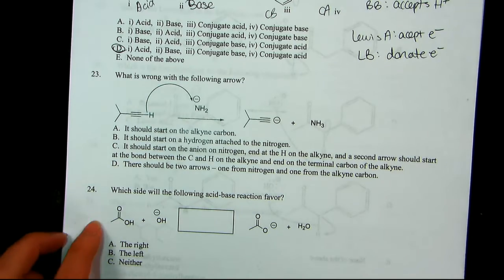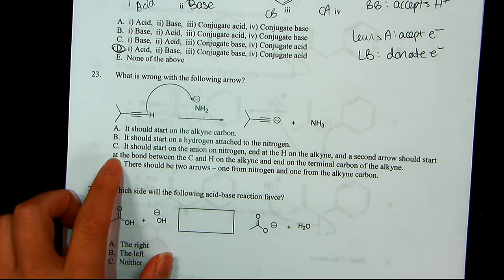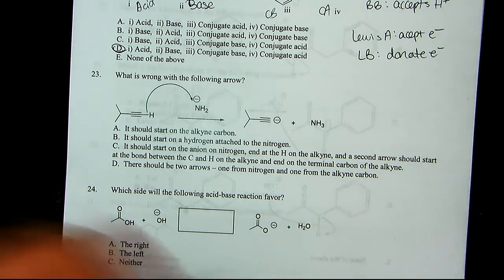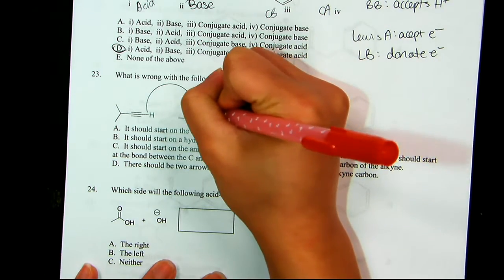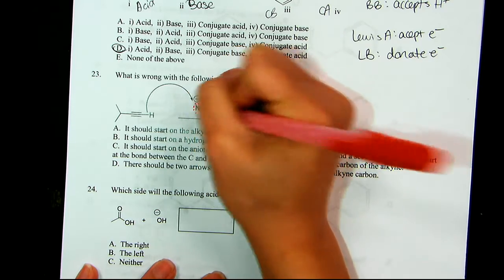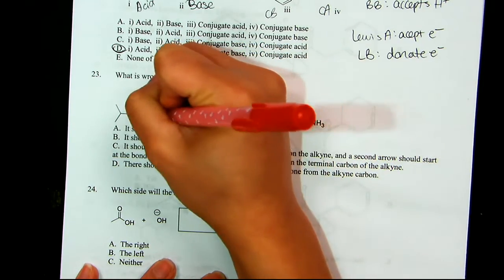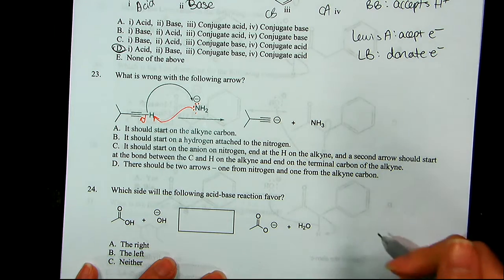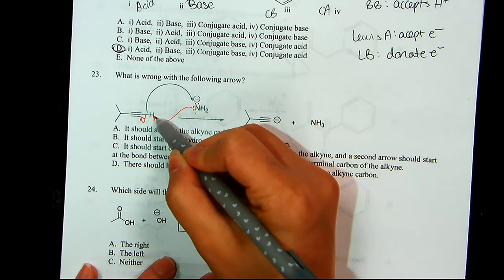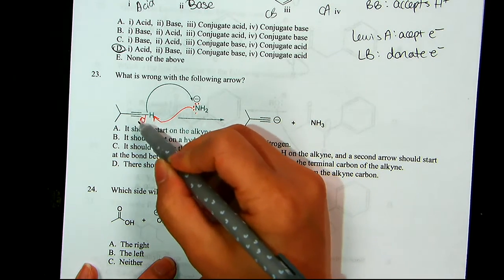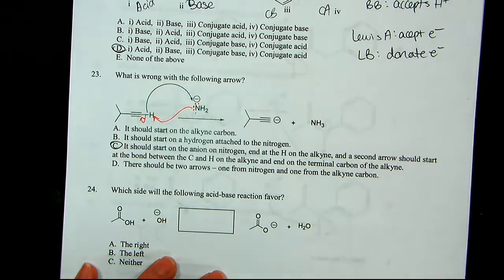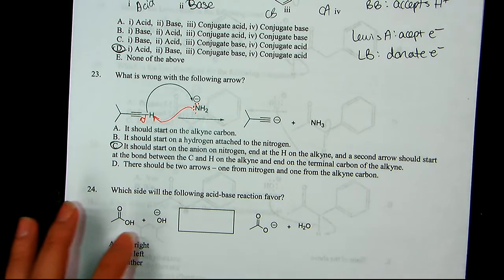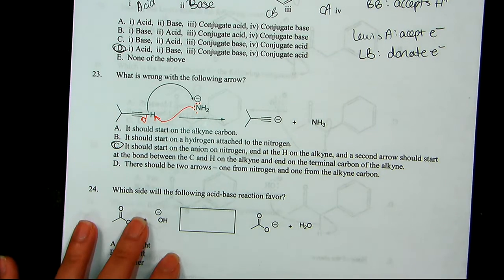What is wrong with the following arrows? The arrows shouldn't start on a hydrogen number. Arrows should always start from electrons and move to whatever. So in this case, the correct arrow sequence should be that. So you move from electron to an electron to everything. So you can't just do that. So in other words, that will fall under C. It should start on the nitrogen and end at the hydrogen, and the bond to the carbon should be going down to the hydrogen, or to the carbon.